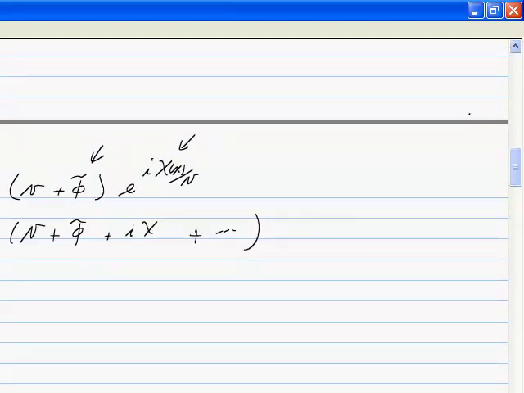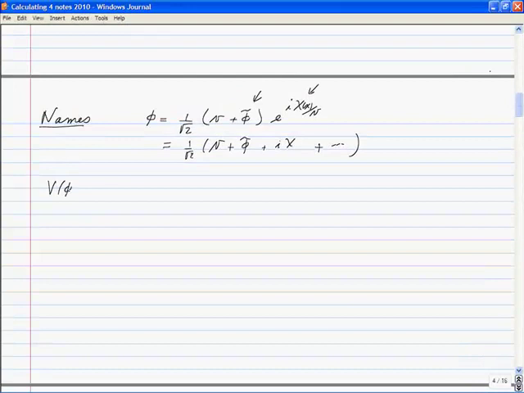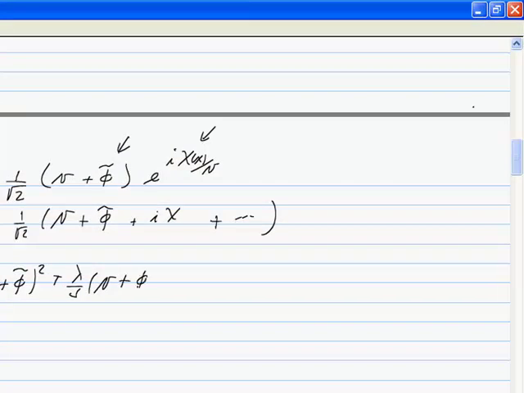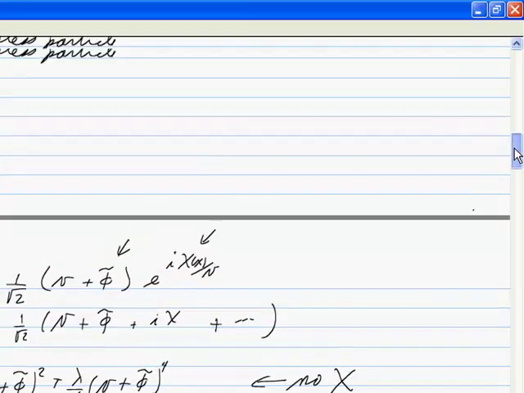One of the funny features of this one is if I look at V of phi, so remember V was a function of phi star phi, that's minus mu squared over 2 (v plus phi twiddle) squared plus lambda over 4 (v plus phi twiddle) to the 4th. There's no chi in it at all. Okay, so that's the difference.